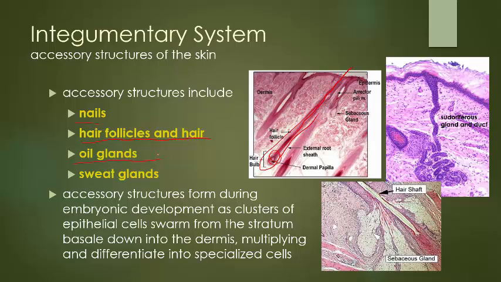Oil glands are also an accessory structure, and here is a slice through an oil gland, the sebaceous glands, when they dump their oily secretion through a duct into the hair follicle itself. And then finally the sweat glands, or the sudoriferous glands, and some of the sweat glands will release their secretion like the sebaceous gland does into the hair follicle. Other sweat glands release directly to the apical surface of the skin through a duct and a pore.